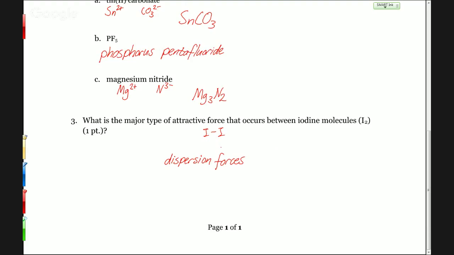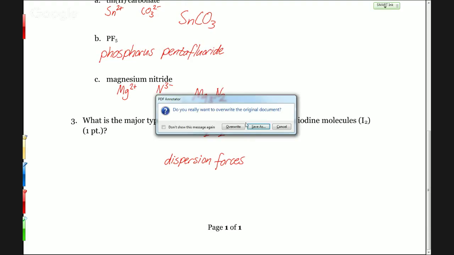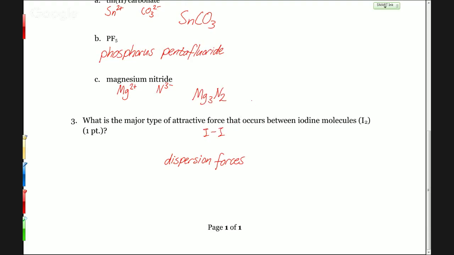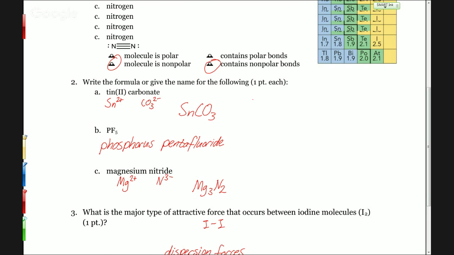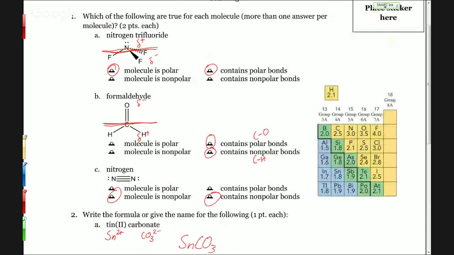Can you go over the polar and non-polar again? Like, how do you determine whether a molecule is polar or non-polar, just from the chart? Sort of. Let's go through it again, more specifically with these.